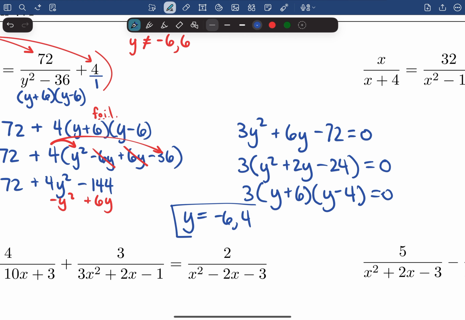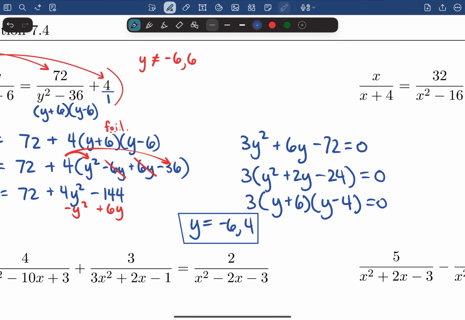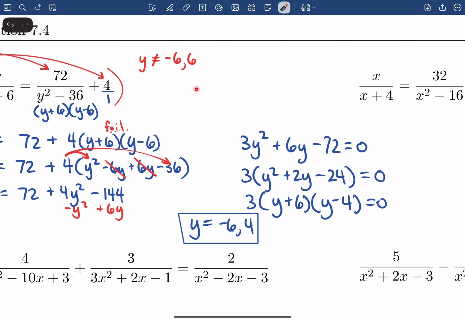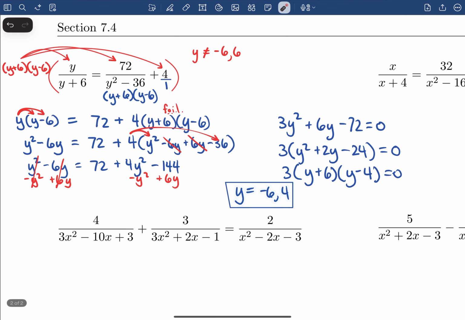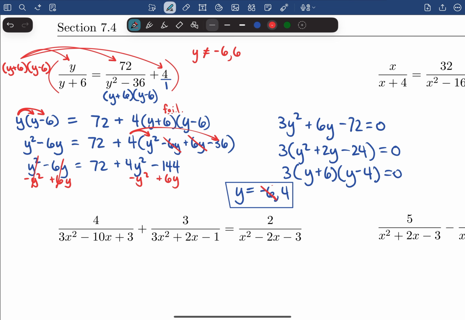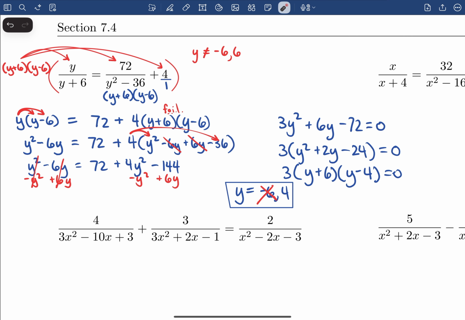Great. And so the last thing to do is compare the solutions that we found with the possible extraneous solutions. We said at the beginning, the values that cause denominators to be 0 and the expressions to be undefined are negative 6 and positive 6. And here in my solution, I see a negative 6, and so I'm going to cross it out. That's an extraneous solution. But 4 was fine, right? 4 wasn't part of that. And so y equals 4 is the only solution to this rational equation.